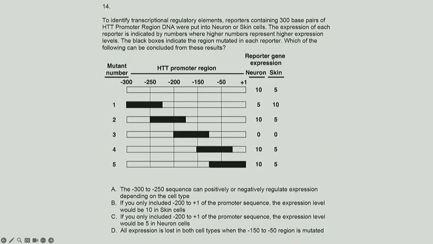Mm-hmm. So there is the promoter element that was lost in neuron cells, and then with skin cells, it's the opposite. Okay, yeah, so there's some element that is positively regulating transcription in the neurons that is lost there, and is negatively regulating transcription in the skin that is lost there, right? So there's some element there that different cell types have a different reaction to. How do different cell types have a different reaction to certain different DNA sequences in promoters?